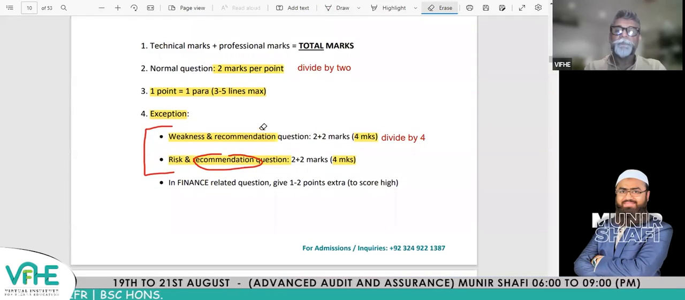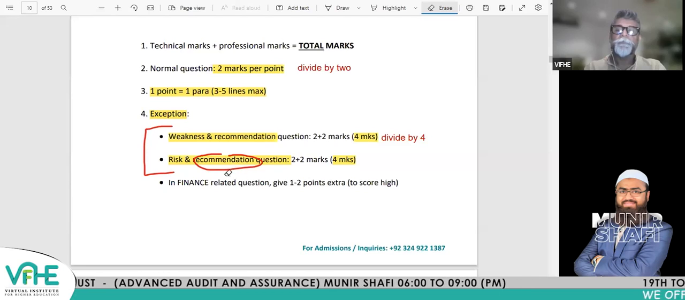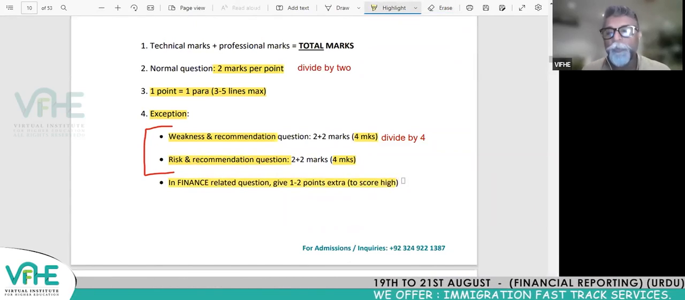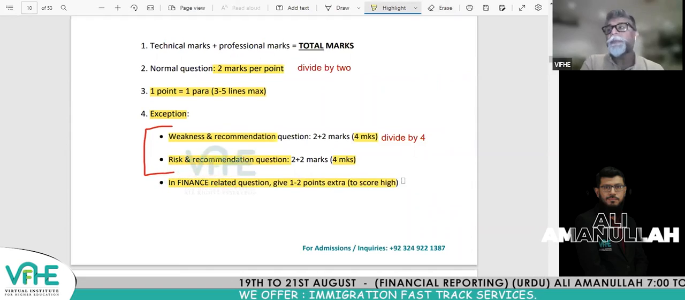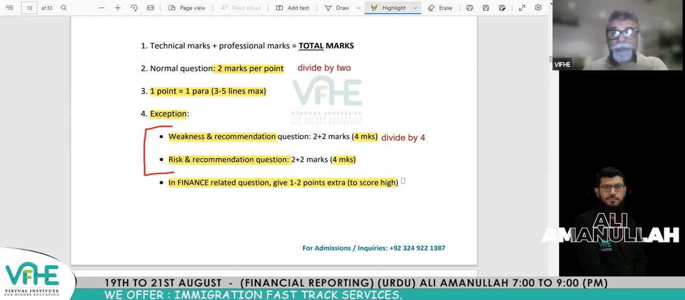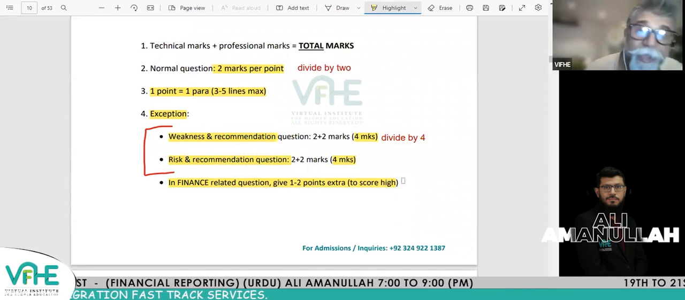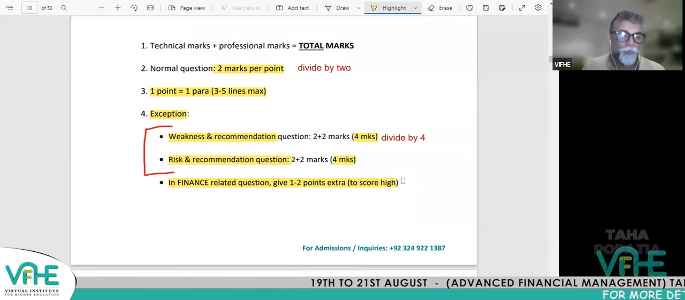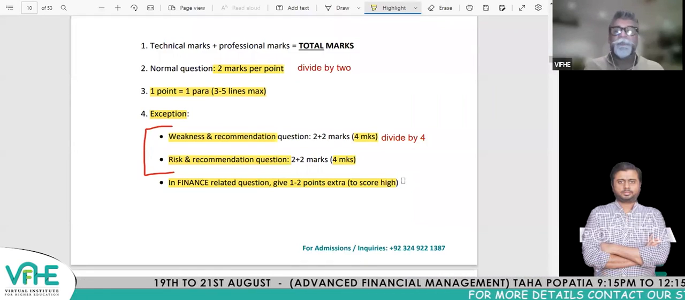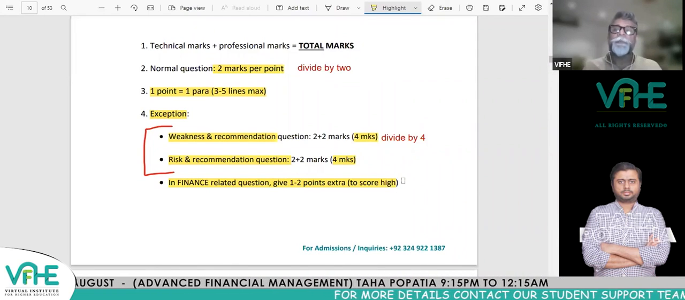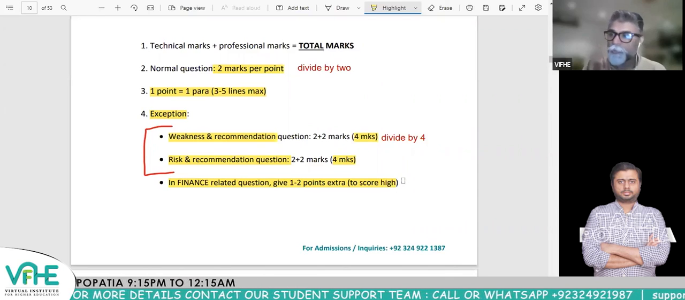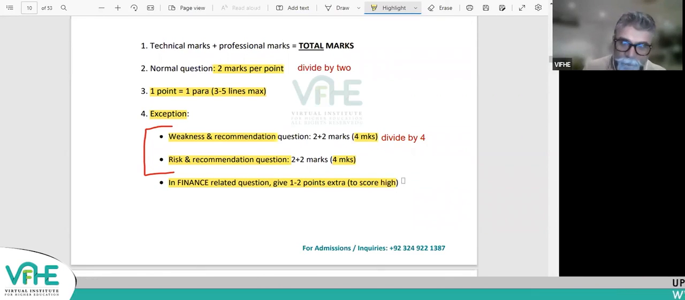Now, the last thing: in a finance related question, give 1 to 2 extra points to score high. So sometimes there is a very financial question, like a ratio analysis. Analyze the financial performance, or you are given a financial projection, so you're supposed to analyze the financial projections and PVs and payback. In all your papers, there is one question which is specifically relating to finance. So in a question which is specifically relating to finance, try to give 1 or 2 extra points.